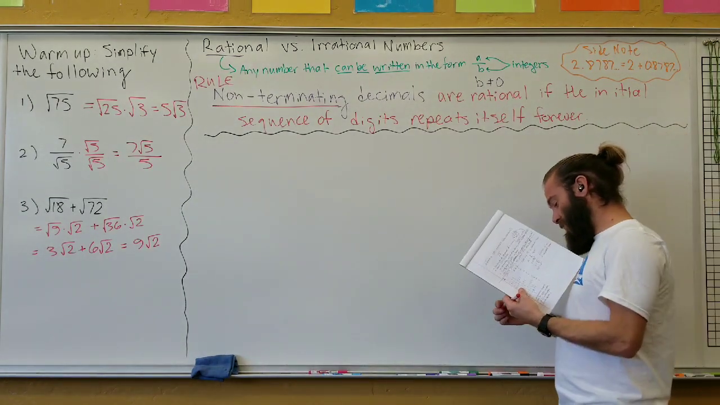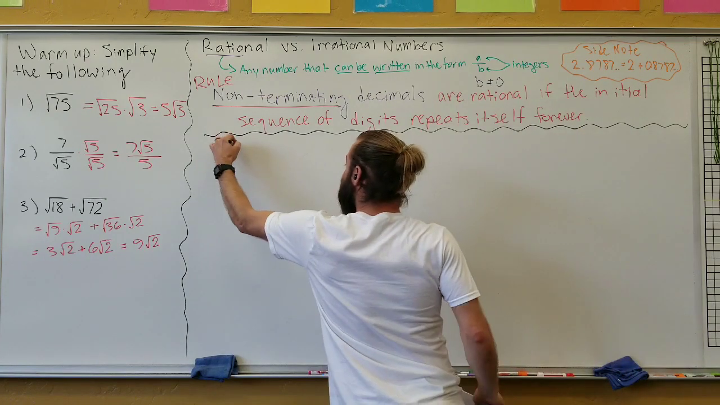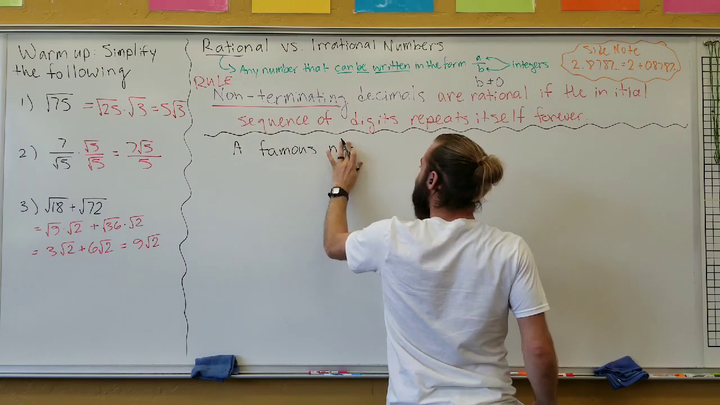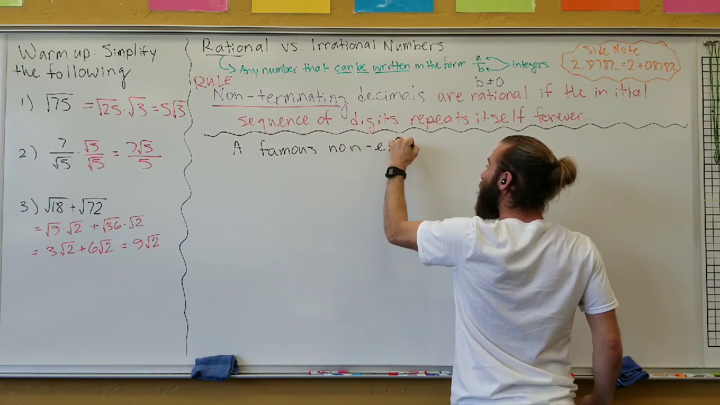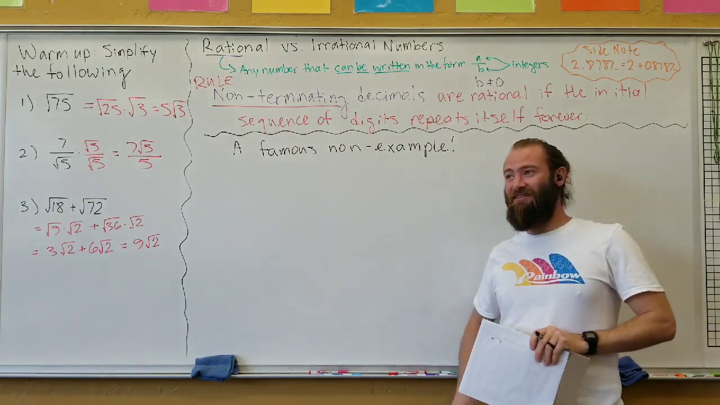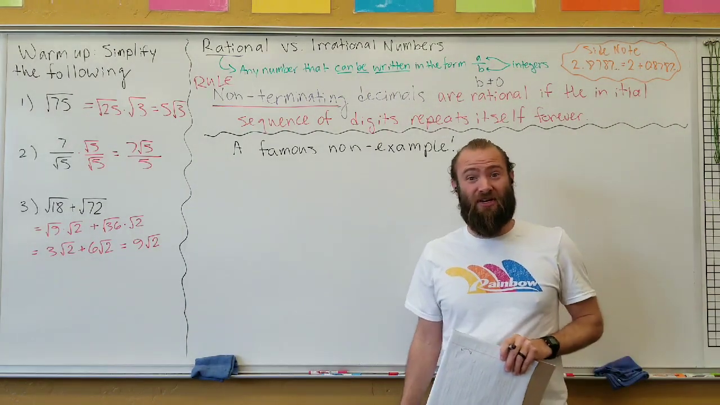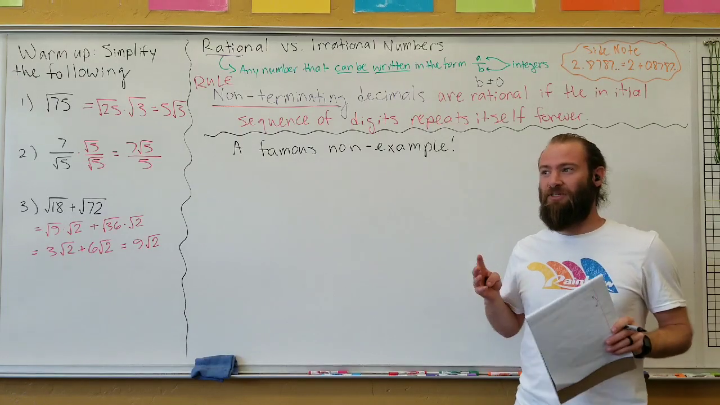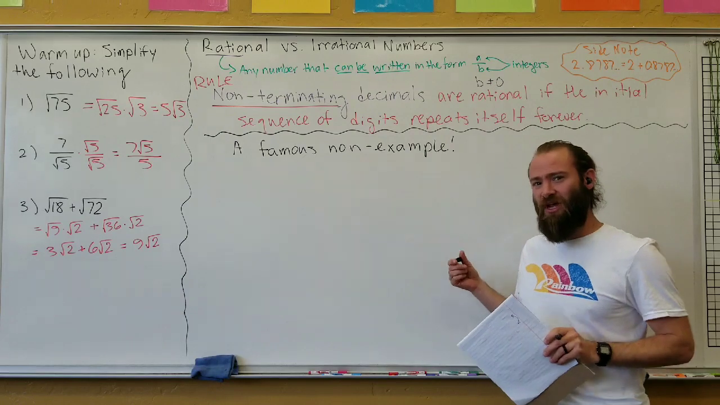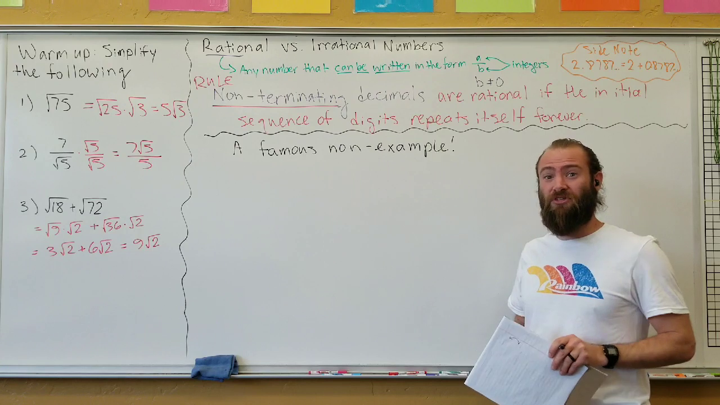Well, here's what I want to look at with you next, and this will be the last part of our lesson for today. This is a famous non-example, and this has some really deep history to it. So you've probably heard of Pythagoras in history. He was a famous Greek mathematician, but if you didn't know, Pythagoras ran a cult, basically. It was basically a religion that worshipped numbers.